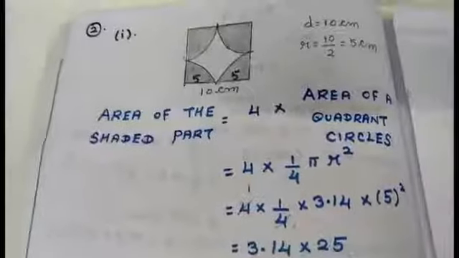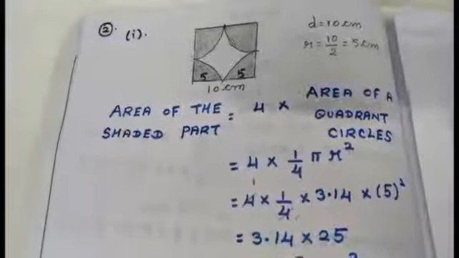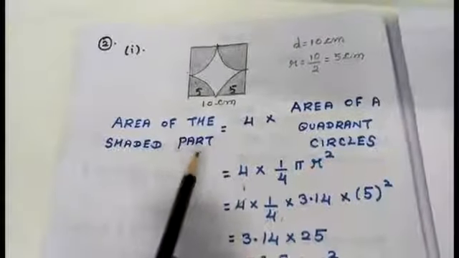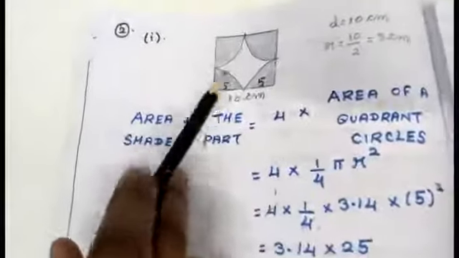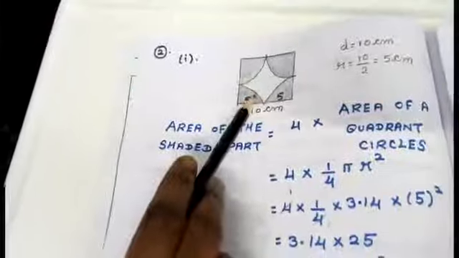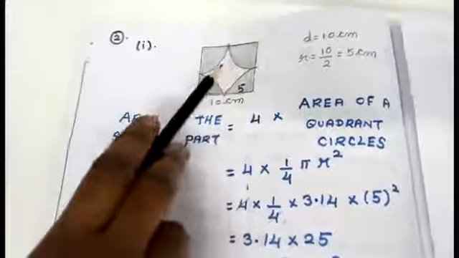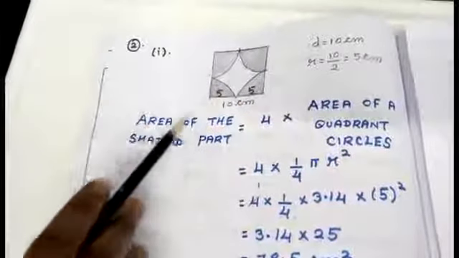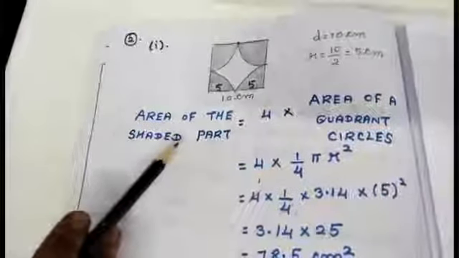Question number 2, students. In the first part, the question they have asked in your book is to find the area of the shaded part. But in your book, if you see this particular figure, the star region is shaded. So just change that concept. Instead of the star, we are going to shade the corners. The corners are going to be the shaded part. Keep that in your mind.